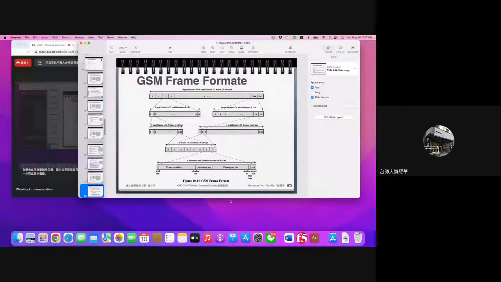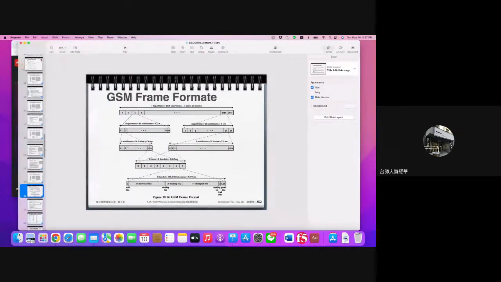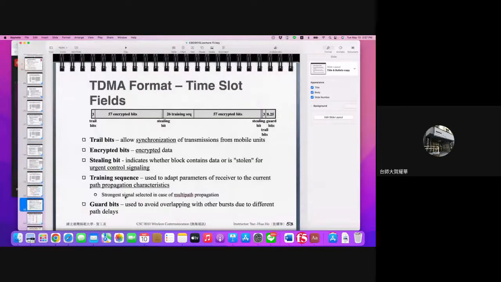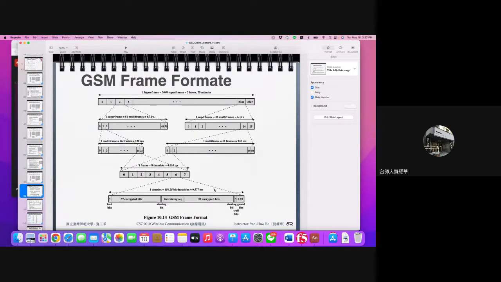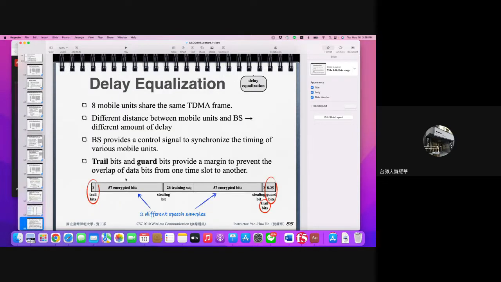If that's the case, the base station needs to do a delay equalization to tell the mobile: although I assigned you a time slot at this point, you need to add some delay before sending the next frame packet. So everybody else has to apply a different delay time, so that at the base station I receive everything perfectly lined up: the end of one time slot, the beginning of the next time slot. That's what the delay equalization tries to do.